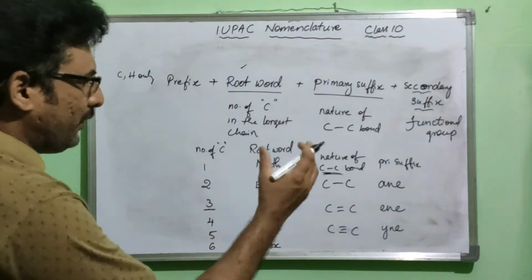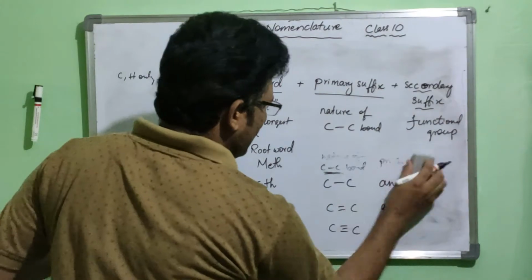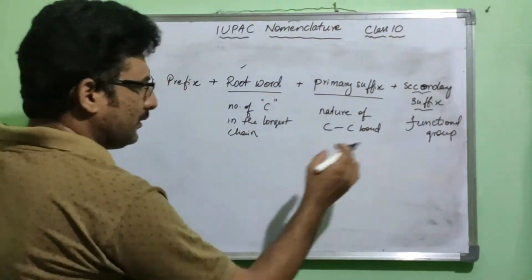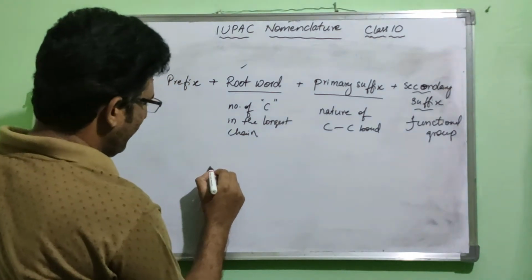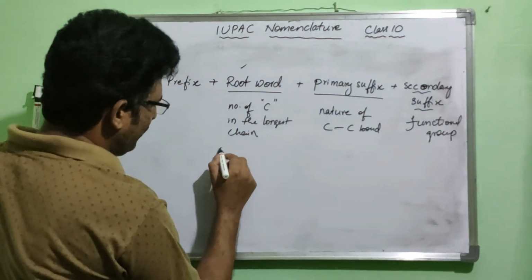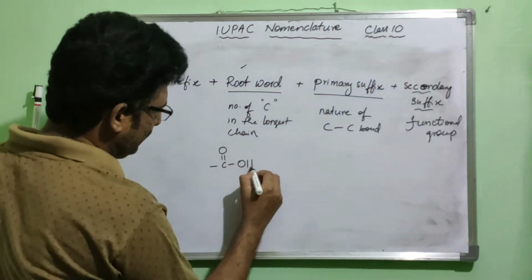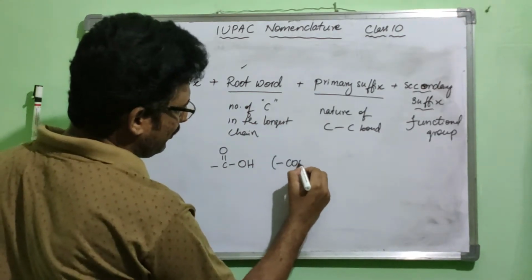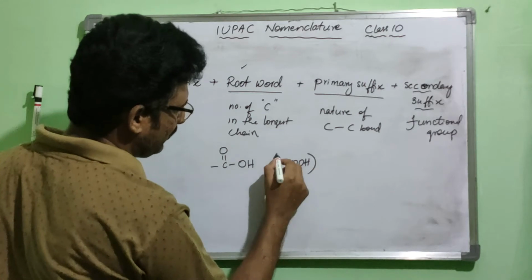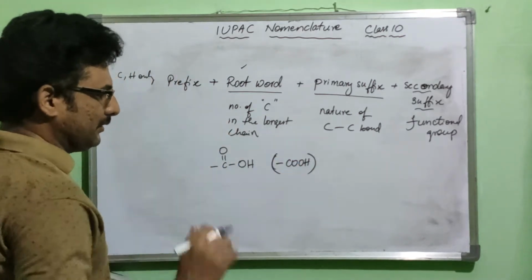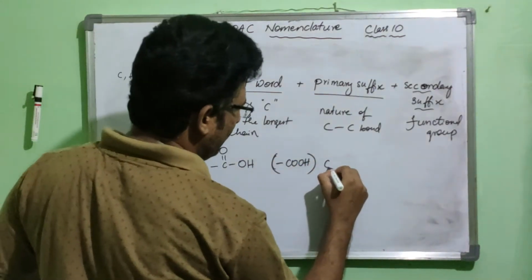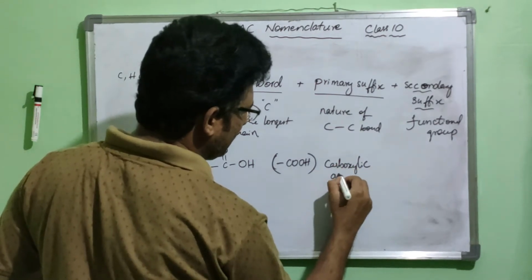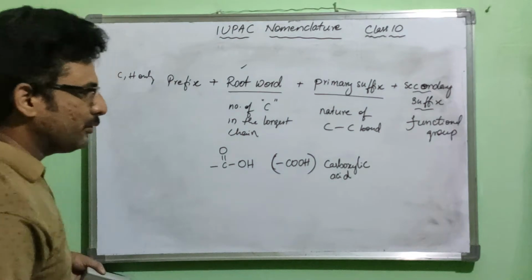Okay. So what is this functional group? We have these functional groups: C double bond O, OH. This functional group can be written as COOH. Okay, the same can be written as this. And this is called carboxylic acid group.